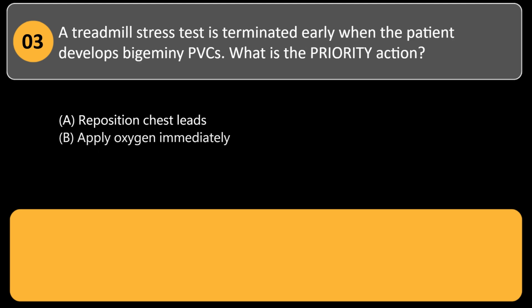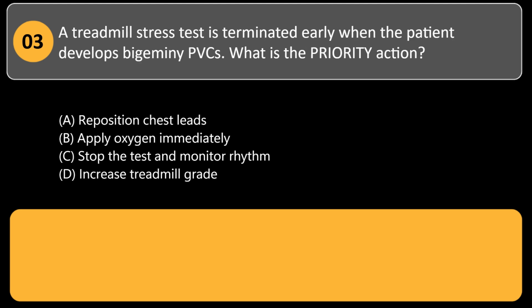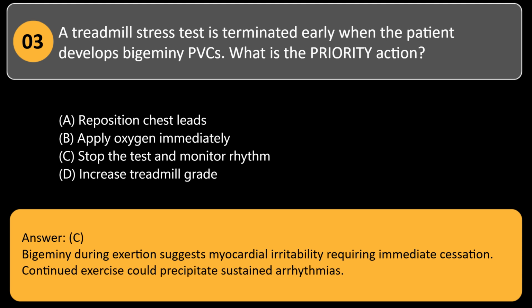A treadmill stress test is terminated early when the patient develops bigeminy PVCs. What is the priority action? A. Reposition chest leads. B. Apply oxygen immediately. C. Stop the test and monitor rhythm. D. Increase treadmill grade. Answer C. Bigeminy during exertion suggests myocardial irritability requiring immediate cessation. Continued exercise could precipitate sustained arrhythmias.